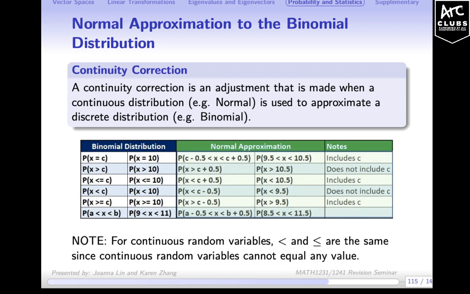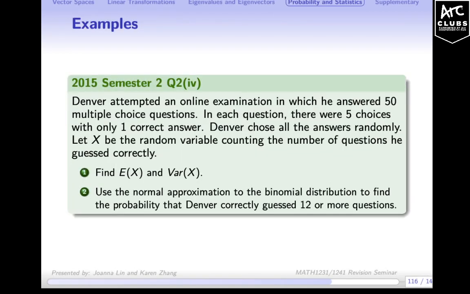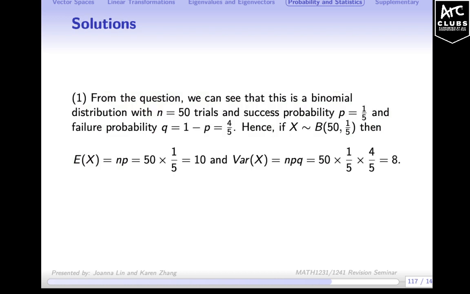Yeah. So we're going through one more example. This one is looking at binomial distribution, and you'll also be using the normal approximation. Denver attempted an online examination where he answered 50 multiple choice questions, and in each question there are 5 choices with 1 correct answer, and let x be the random variable counting the number of questions he guessed correctly. From the question, you know it's a binomial distribution with 50 trials and success probability 1 on 5, which means your failure probability is 4 on 5.